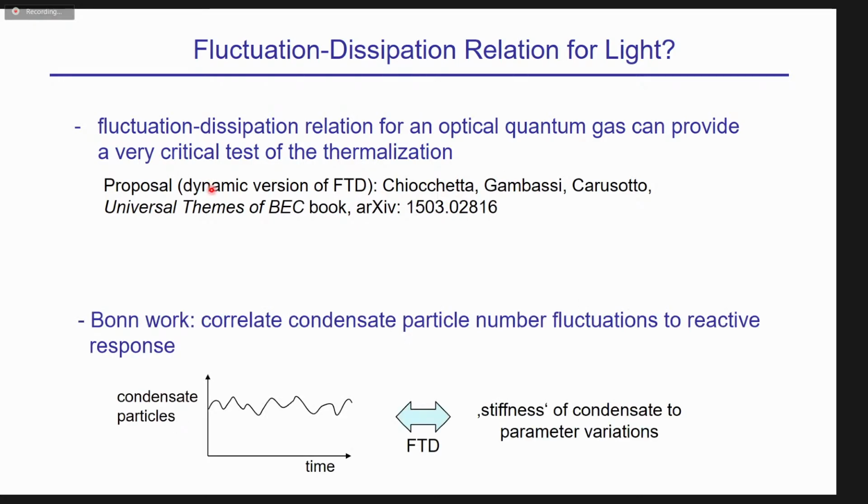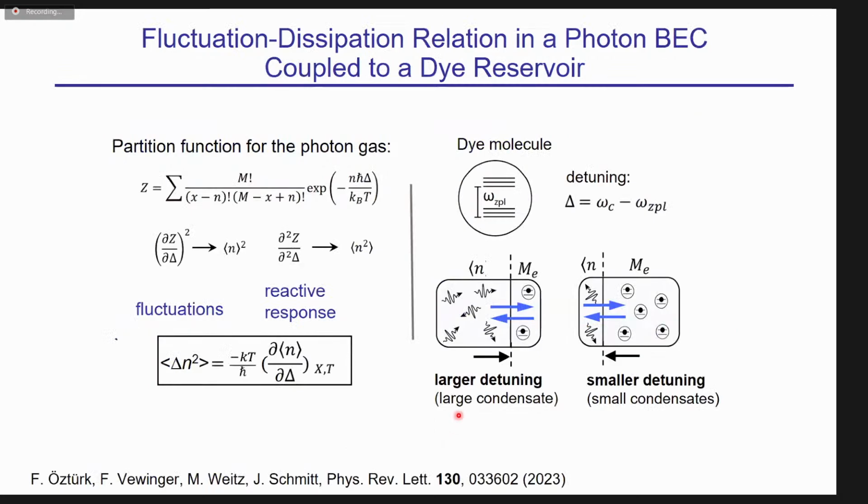What we do is correlate the condensate particle fluctuations, the statistical fluctuations of our grand canonical condensates, to the reactive response. This relates the stiffness of the condensate to parameter deformations, to the fluctuations. If the fluctuations are truly driven by thermal energy, then there will be a relation between those two. So this is putting the same things in more mathematical or quantitative terms.